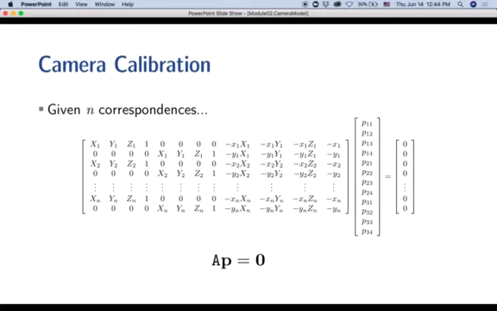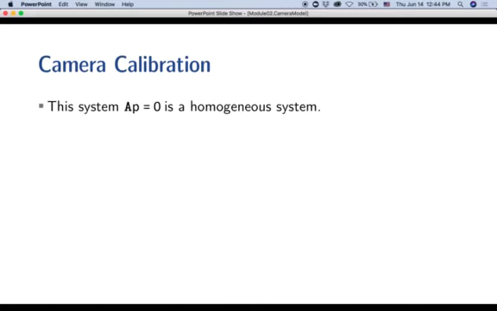So P is a null vector of A. Actually, by definition, this is what a null vector is. AP is equal to 0 is a homogeneous system. Because it's a homogeneous system, it's rank deficient. My claim is that A has 12 columns, and it is required that it has at least 12 rows, or maybe more if you have more correspondences. So the rank of A should have been 12.